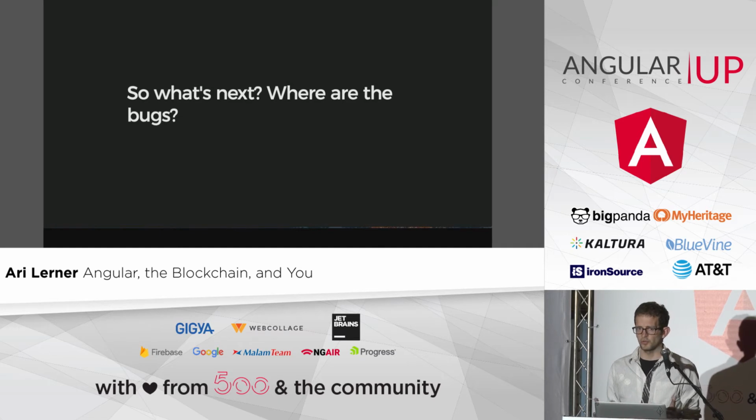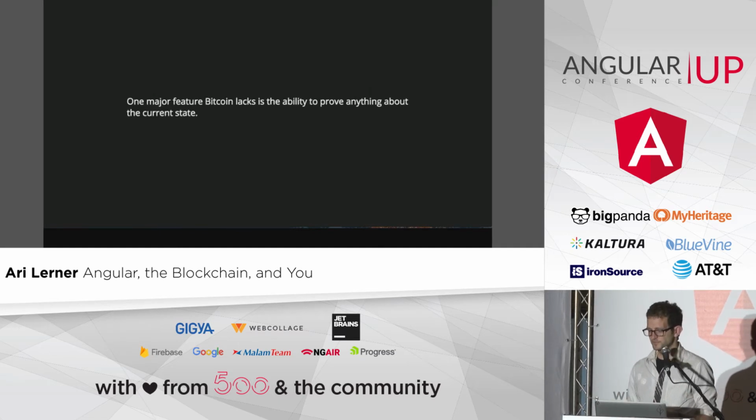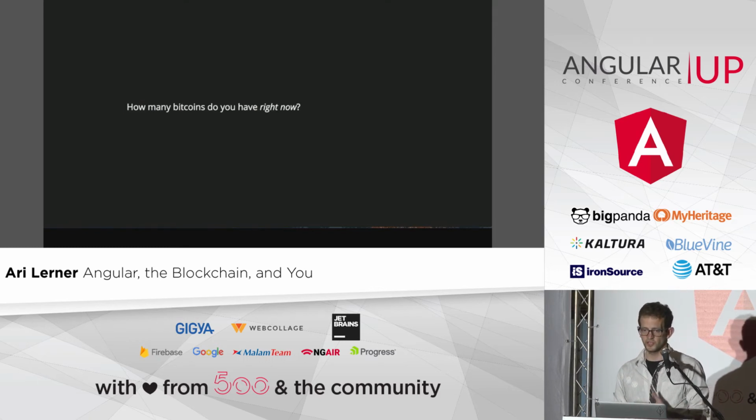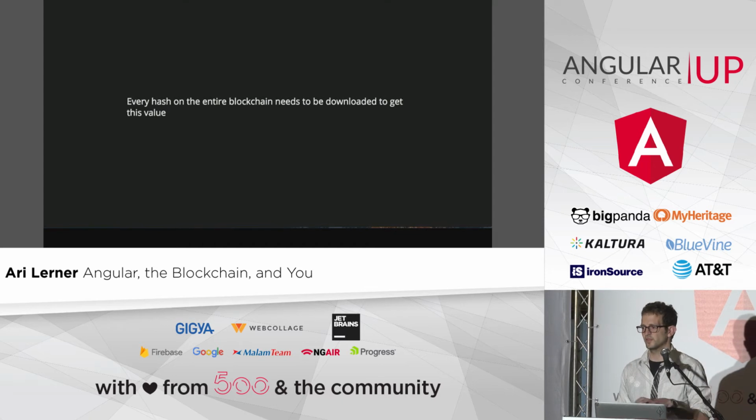And where are the problems with Bitcoin? One major feature that Bitcoin lacks is the ability to prove anything about the current state of the network. How many Bitcoins do I have right now is a really hard question to answer when you're participating in the Bitcoin network. The reason is you need to download the entire history, every single transaction, in order to be made aware of every other transaction, whether or not it involves your computer or your account.